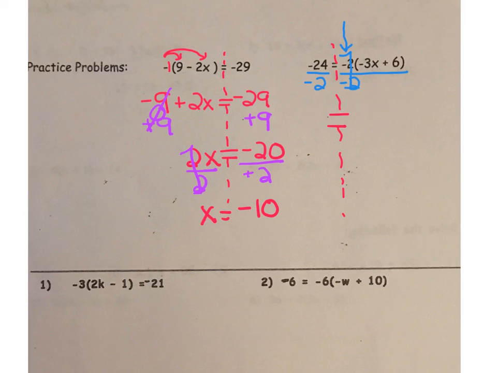What remains? Well, we have the quantity -3x plus 6, and on the left side, a negative divided by a negative gives us a positive result. We get a +12. Now solve the two-step equation. Start by taking 6 away from both sides.